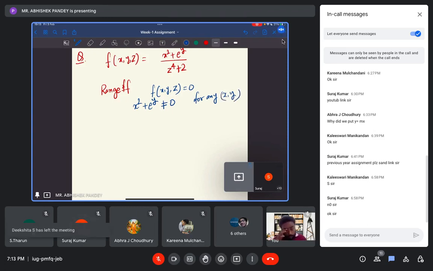Is it clear? This cannot be 0, because if this is 0, like suppose x square is 0, you have to e to the power y should be 0. Okay, and e to the power y, this will not be 0.